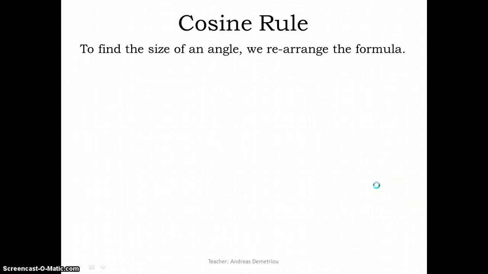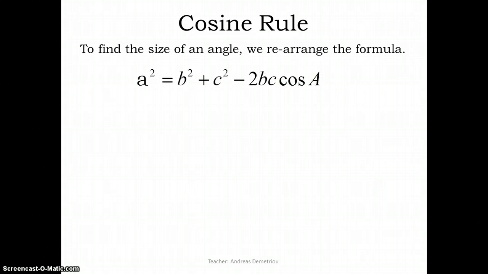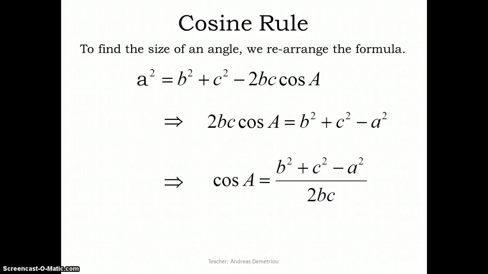What happens if the angle is the unknown? We can rearrange the formula. We bring the minus 2bc cos A on the other side and the a squared on the other side. Therefore, we get this. Then you divide by 2bc and you have created a formula where the angle is the unknown. This formula will not be given in the exams. Thus, you need to know how to create it for yourselves.